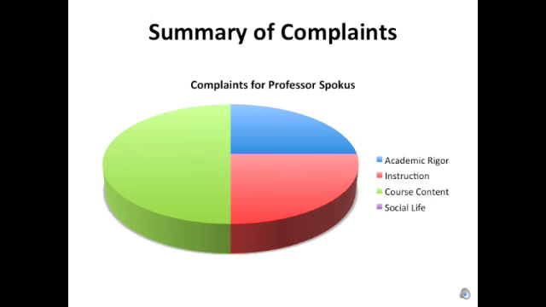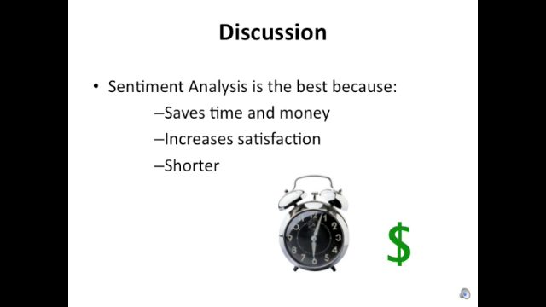Here is the summary of complaints for Professor Spocus. As you can see, 25% of her complaints were based on academic rigor, another 50% were based on course content, and the final 25% were instruction.